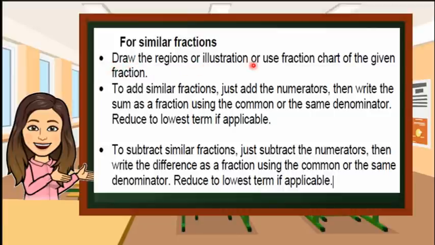For similar fractions, let us read all together. Draw the regions or illustration or use fraction chart of the given fraction. To add similar fractions, just add the numerators, then write the sum as a fraction using the common or the same denominator. Reduce to lowest term if applicable. Later on, I will show you the steps on how to visualize adding similar fractions. But for now, let's just go over the steps.